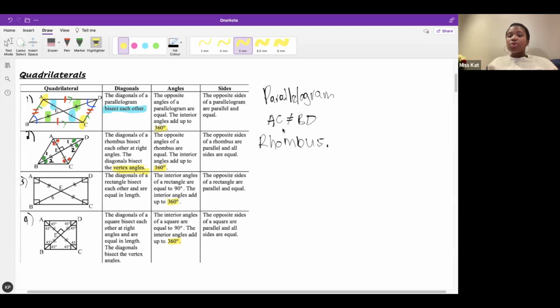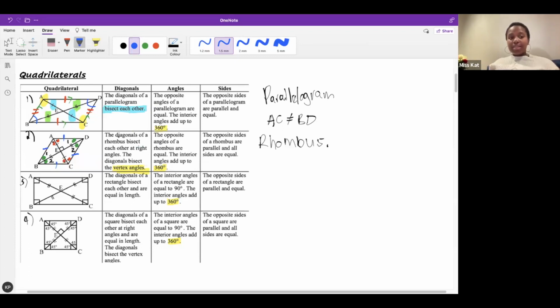Are the opposite angles equal? Yes, they are indeed equal. Okay, now, as we said, you need to remember all the angles add up to 360 degrees. And with the sides, yes, they are all parallel, but they are also all equal. It's like a square. So if one side is 4 centimeters, all 4 sides will be equal to 4 centimeters.